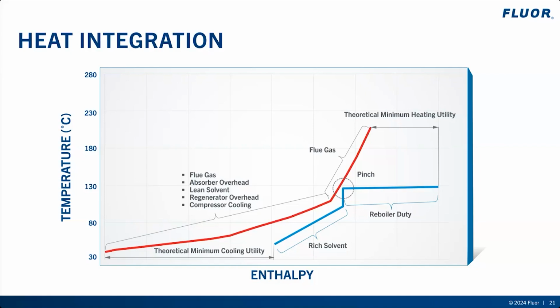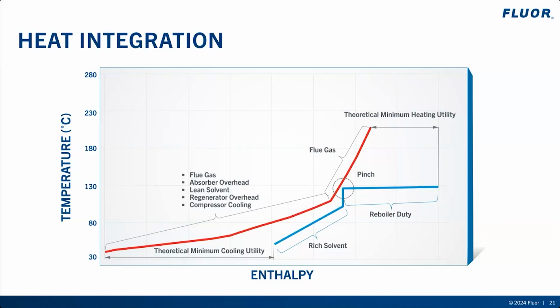A pinch analysis starts with developing composite curves for the carbon capture facility heating and cooling requirements. In the graph presented on this slide, all the hot streams to be cooled are identified by the red curve and include the flue gas, the absorber overhead, the lean solvent from the regenerator overhead, and the CO2 product compression cooling. And all the cold streams to be heated are identified by the blue curve and include the rich solvent to the regenerator and the regeneration reboiler duty.